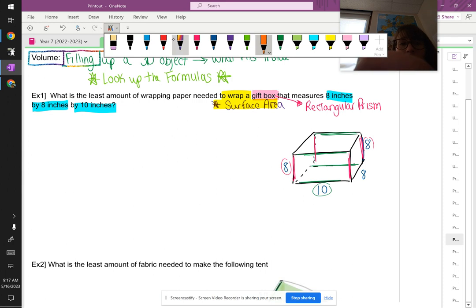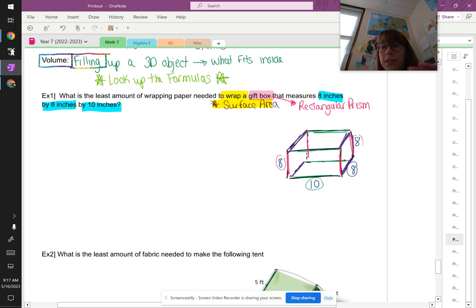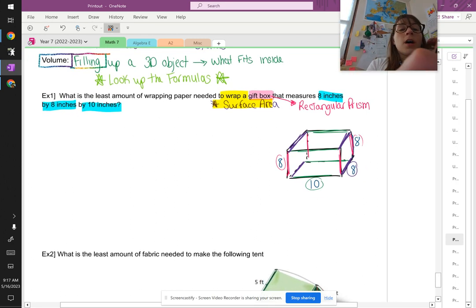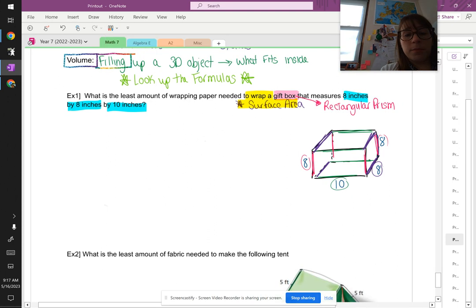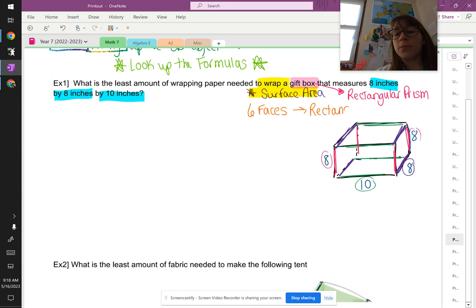Let's do orange. Nope, that's too similar. Purple. And then the other 8, right? These are 8s. Property of rectangles, opposite sides are congruent, aka equal. Okay, so anyways, now that we're done drawing, rectangular prism, we know that the rectangular prism has 6 faces. And we know that the shapes of those faces are rectangles. And if we're finding surface area, we need the area formula, which is base times height or length times width, depending on which one you prefer best.